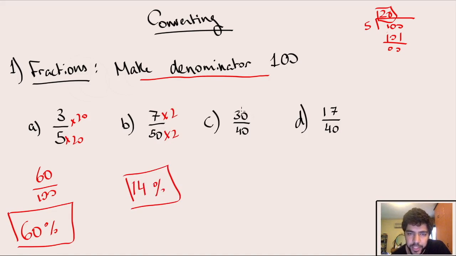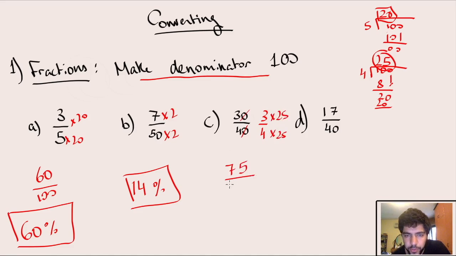And then this one's kind of tricky. 30 over 40. We can't multiply 40 by anything to get 100. 40 times 2 is 80. 40 times 3 is 120. But we can simplify this fraction. If we divide both of them by 10, we get 3 over 4. Now, 4 we can multiply by something to get 100. And so if we divide 100 by 4, we get 25. So we can multiply both the numerator and denominator by 25. And we get 75 over 100, which is 75%.